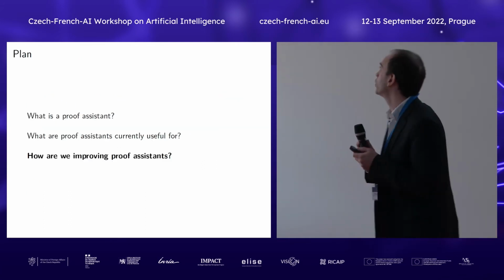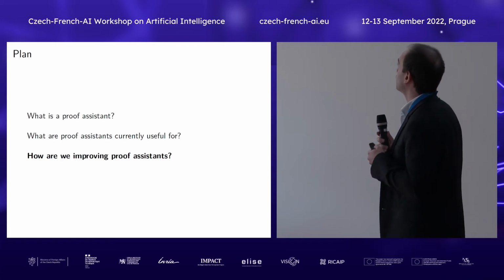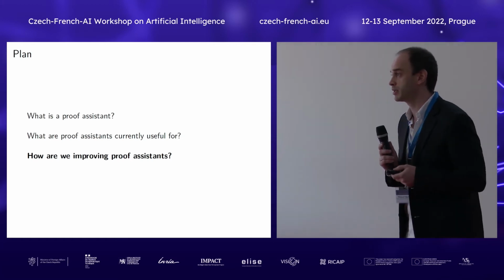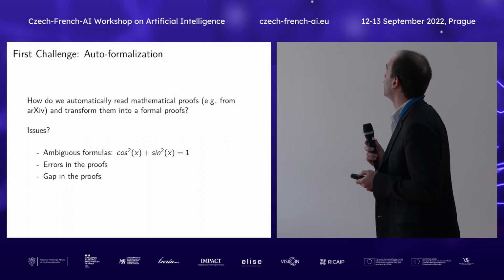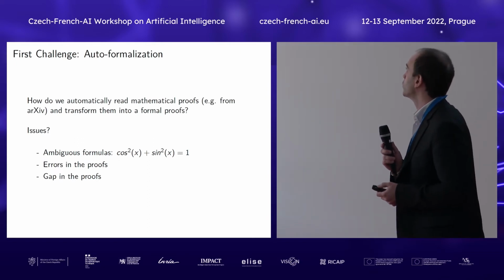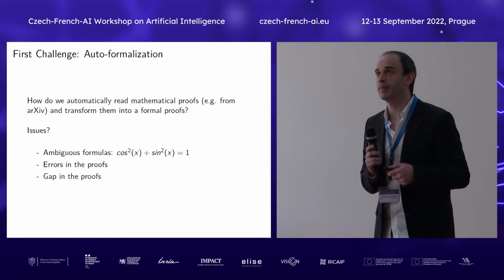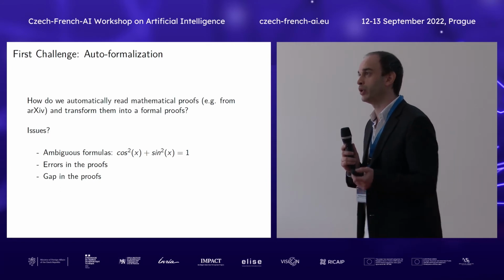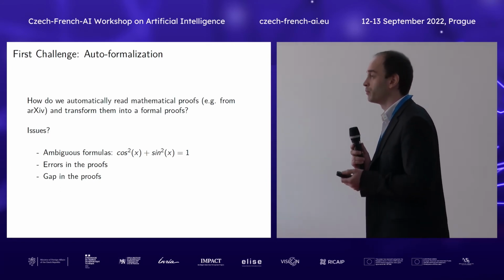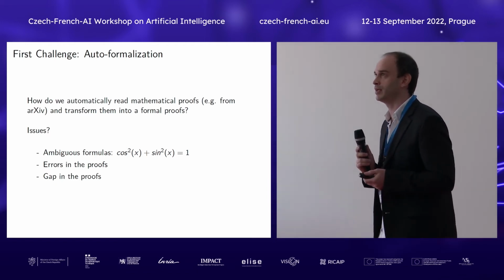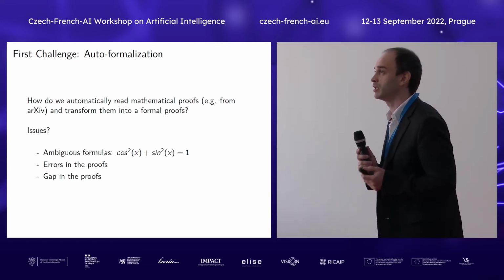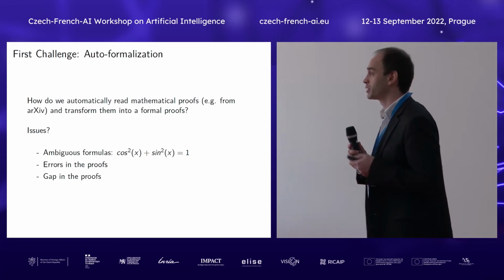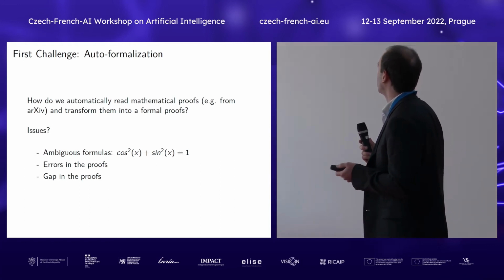So the last part of my talk is about how we are improving proof assistants. And I will mention 3 challenges. The first challenge is auto-formalization. So we would like to have the proof assistants be stronger. So we would like them to be able to read from, for example, the arXiv or from a specification and automatically translate the English text into formulas, basically. And there are many issues with this process that we are trying to solve.